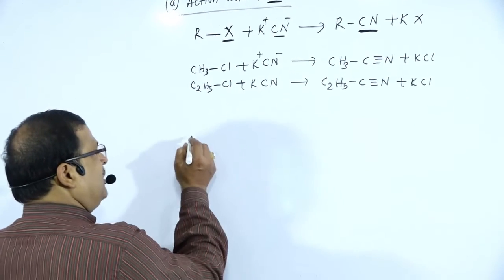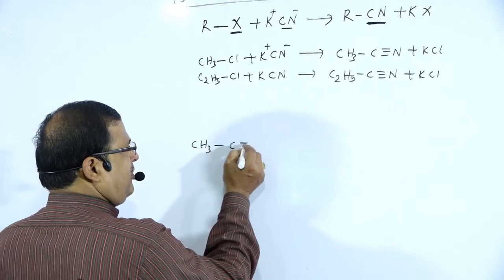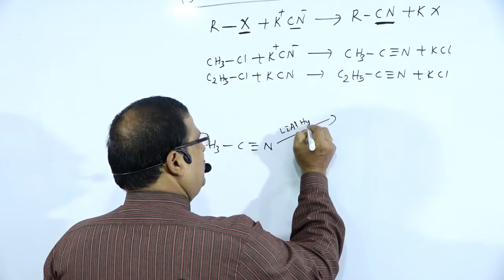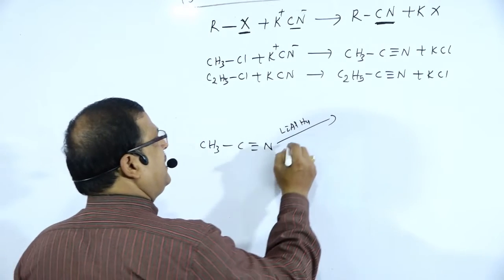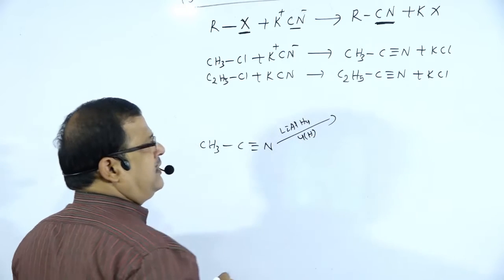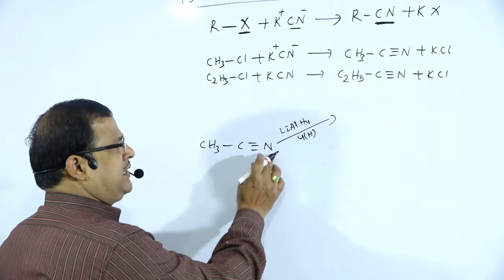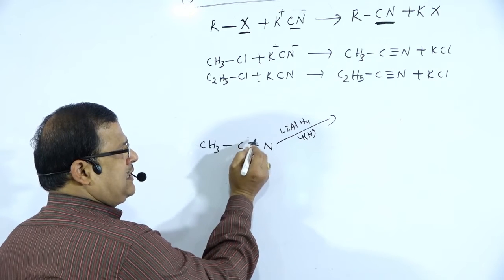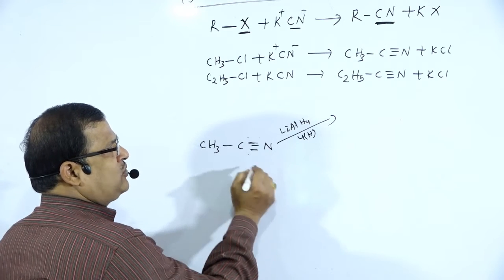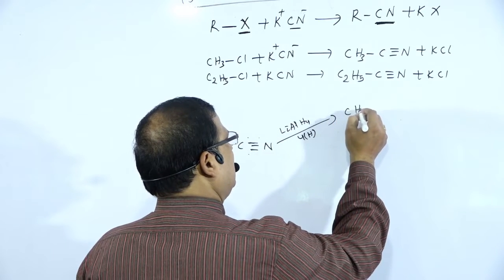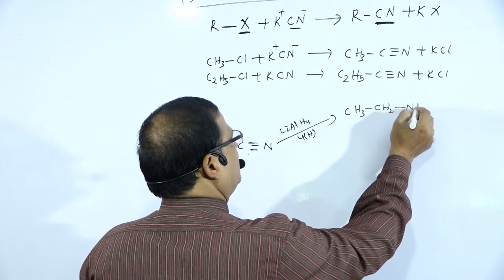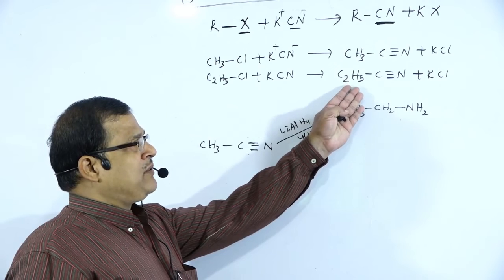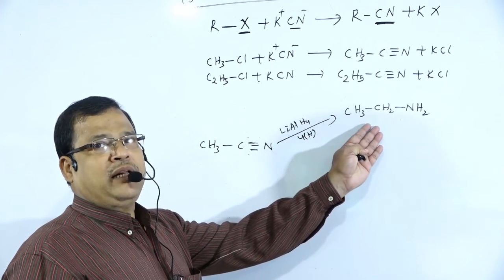For example, methyl cyanide treated with LiAlH4, lithium aluminum hydride, that is 4H, is a reduction. The alkyl cyanide is reduced; the triple bond will break by the addition of hydrogen. So there is the formation of CH3CH2NH2, a primary amine. So the alkyl cyanide on reduction will give a primary amine.